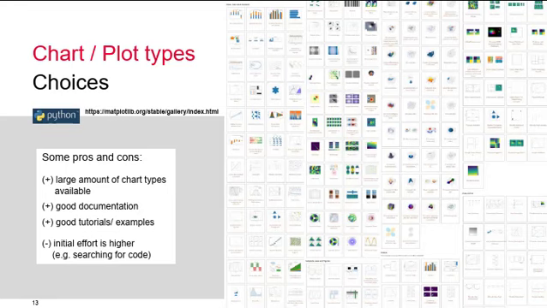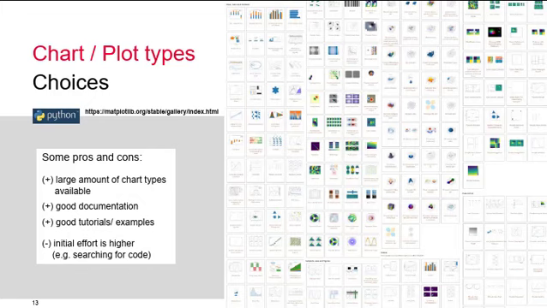When you look at what is possible with Python, especially with Matplotlib, then you can go and have a look at this gallery of Matplotlib. So you have a huge amount of chart types available. You can do a lot of different plotting styles. They're very good, well documented. There are good tutorials and examples of code, how to do that. The choices are much higher. The amount of choices is much higher.